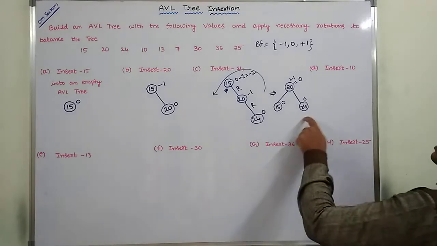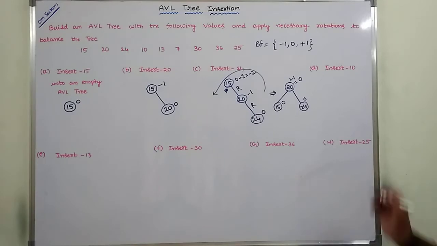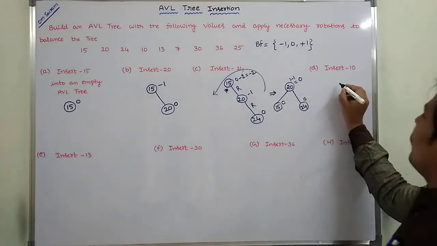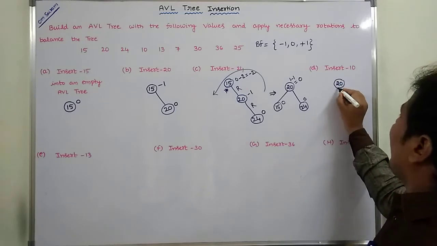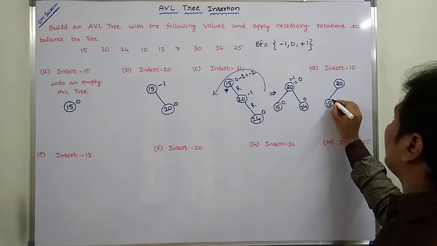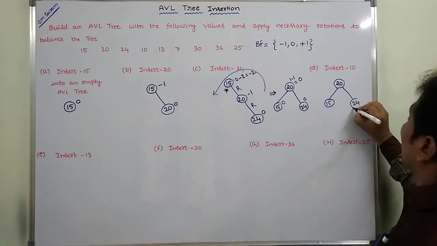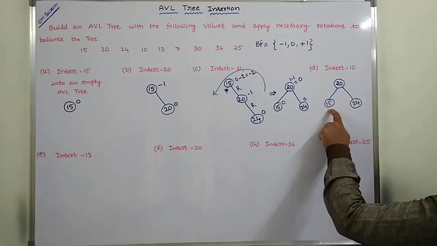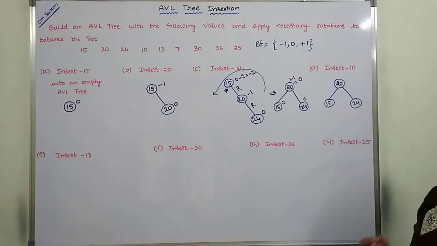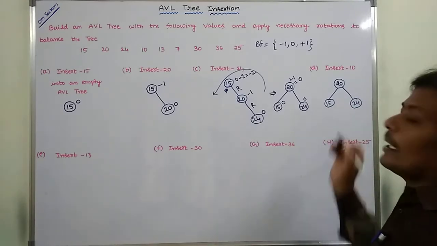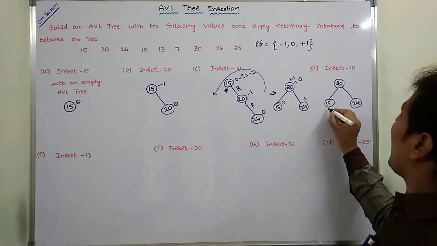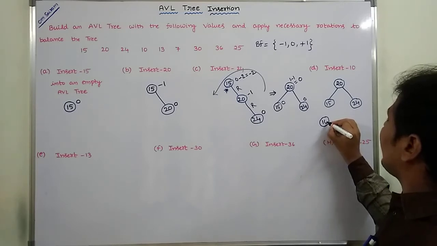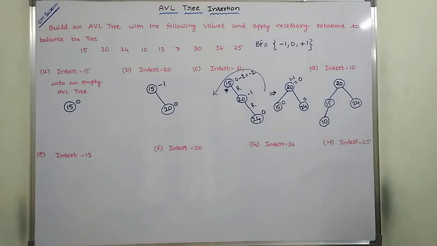Okay, next, we are inserting element 10. Before inserting element 10, the existing AVL tree is this one. Now inserting element 10: 10 is compared with 20. 10 is less than 20, so go to the left subtree. In the left subtree, the next node is 15. So 10 is compared with 15. 10 is less than 15, so go to the left subtree. The left subtree is empty, so we create a node and insert element 10 as the left child of node 15. Now, we first have to find the balance factors.